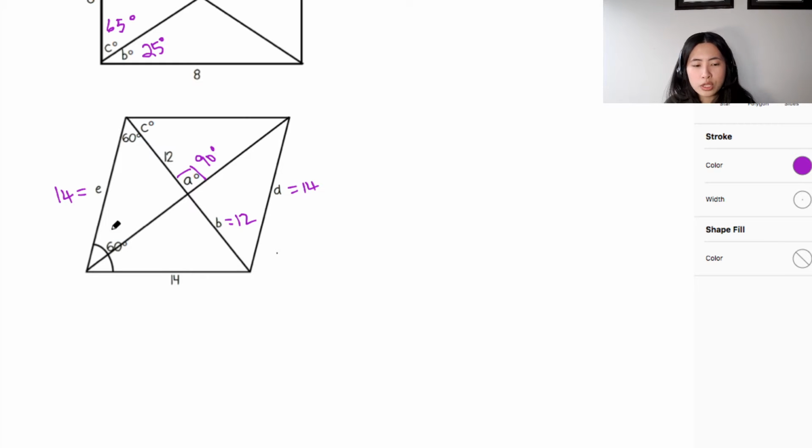So first, you're going to take 60, and you know that this must be supplementary. So 180 minus 60, we know that this is 120, right? So this whole thing is actually 120. So in order for you to find C degrees, all you do is take 120 minus 60, which will give you 60 degrees, right?